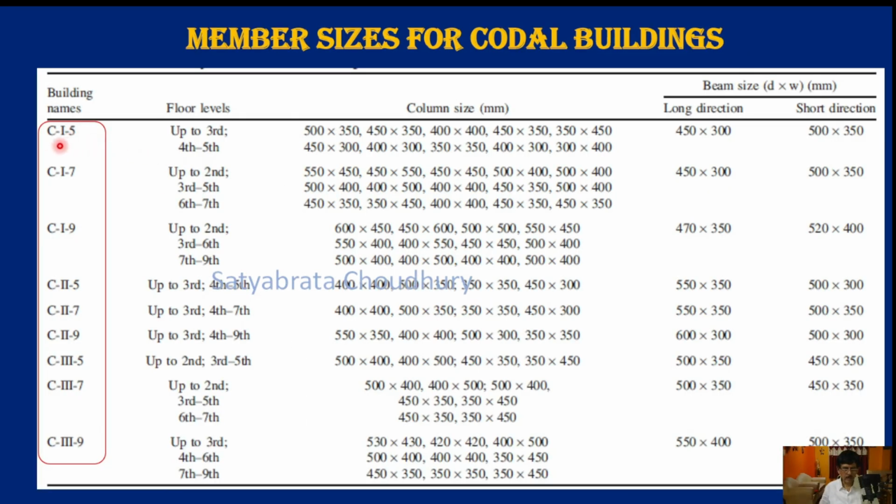For the Codal buildings, the nomenclature is like this: total 9 buildings, and the column sizes and beam sizes along the long and short directions are shown in millimeter. These have been obtained through iterations in the design such that it is neither unsafe nor oversafe, and it is economical. So minimum sizes required to make it safe has been taken.